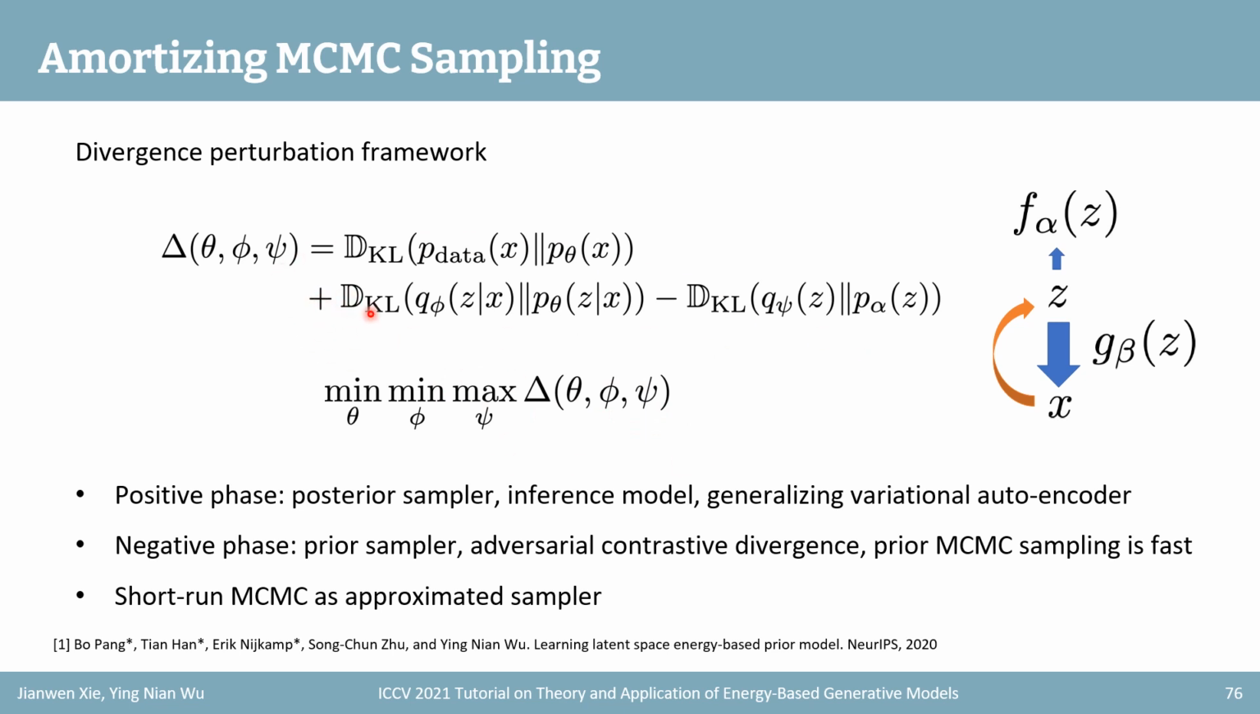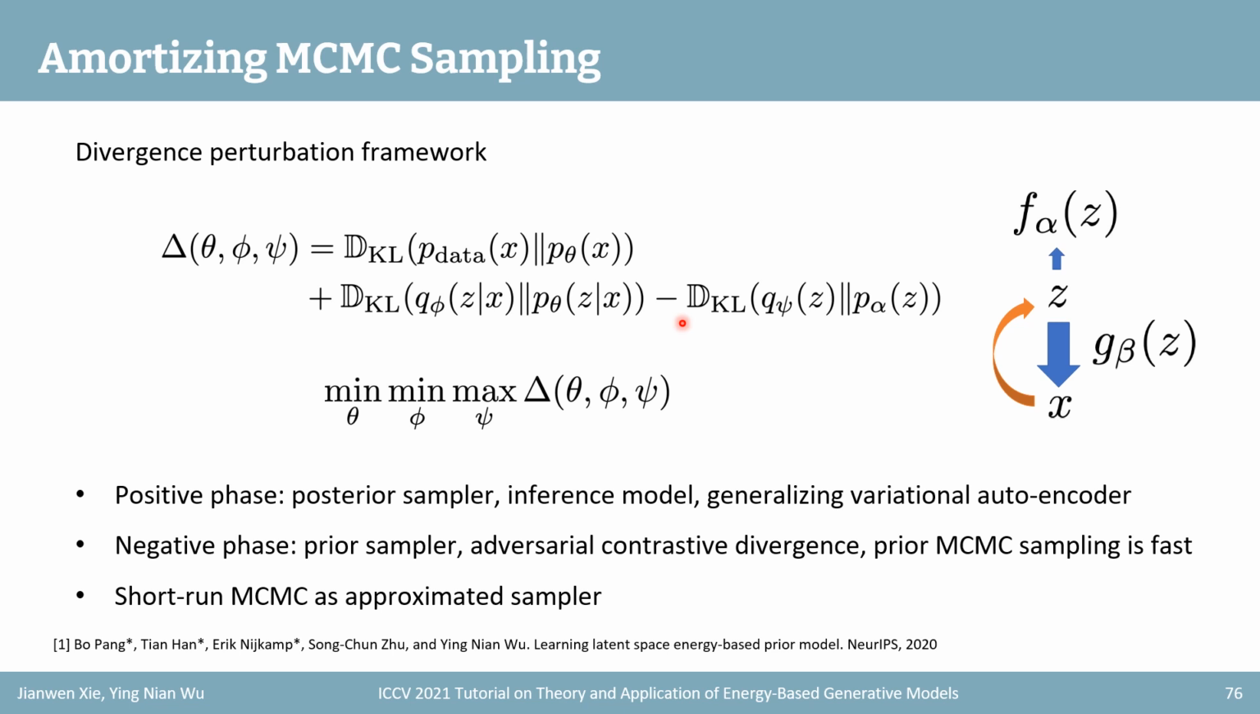where this positive perturbation actually corresponds to the positive phase, where you sample Z from the posterior distribution given observed X. That's why it's called positive phase. And then the negative perturbation actually corresponds to the negative phase, where you sample Z from the prior distribution. Okay. And in fact, you can also use this objective function and this theoretical framework to justify the use of short-run MCMC as an approximate sampler.